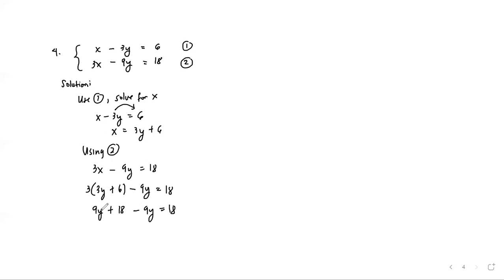Now, observe here that 9y and negative 9y will cancel out on the left side, and we're left with positive 18 equals positive 18. And this is always a true statement because 18 is always equal to itself. So what does this mean? Well, this means that the system is dependent, which means that the solution of the system would be all the ordered pairs or all the points lying on the graph of each of these two equations.